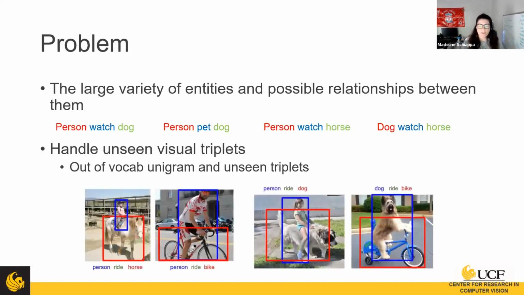An example of this is there's also these rare triplets. So for example, on the left, you see some very common ones, person ride horse, person ride bike. But on the right, you see some very rare ones that are very unlikely to be in the training data set, like person ride dog or dog ride bike. So this is just an example of some of those problems.